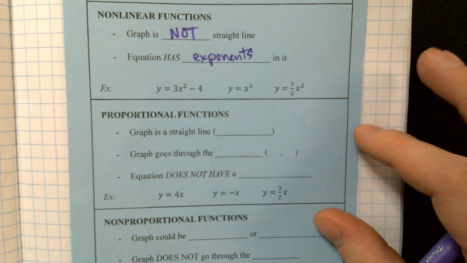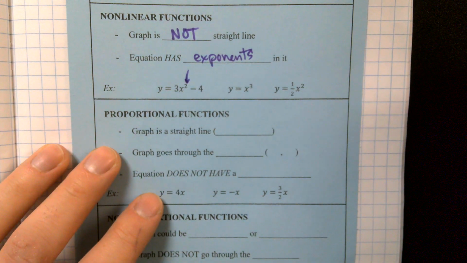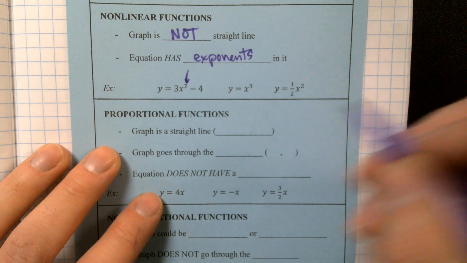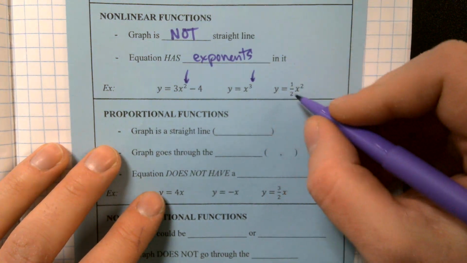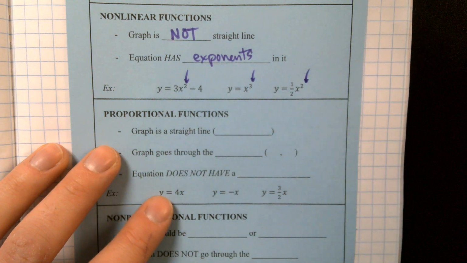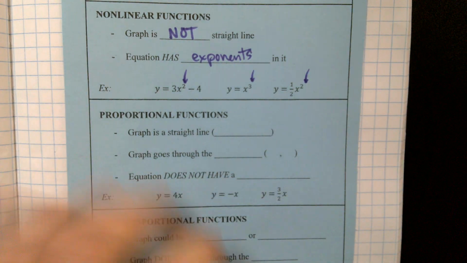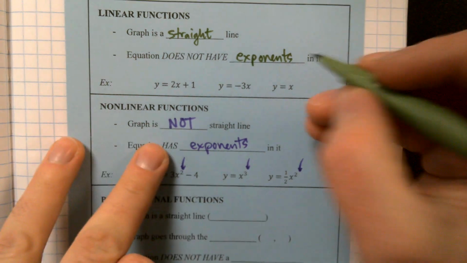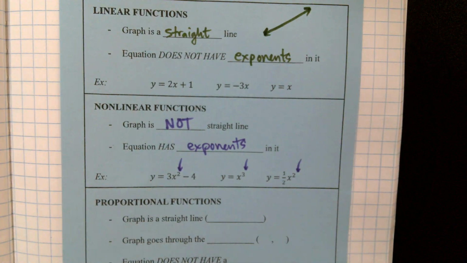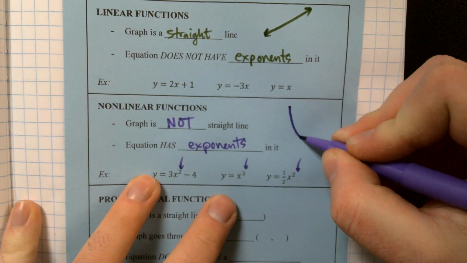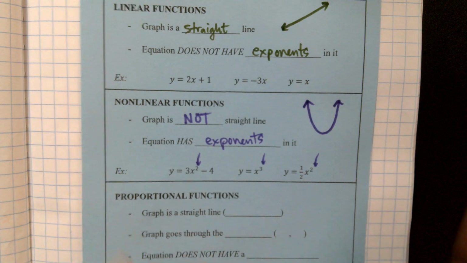Like we said, exponents are those little tiny numbers up on top of the x, like 3x squared minus 4, y equals x cubed, or y equals 1/2 x squared. Actually, since we have a little bit of space, for linear functions let's draw a nice little straight line here. And for nonlinear functions, we're going to draw a little U-shaped line that looks like that.